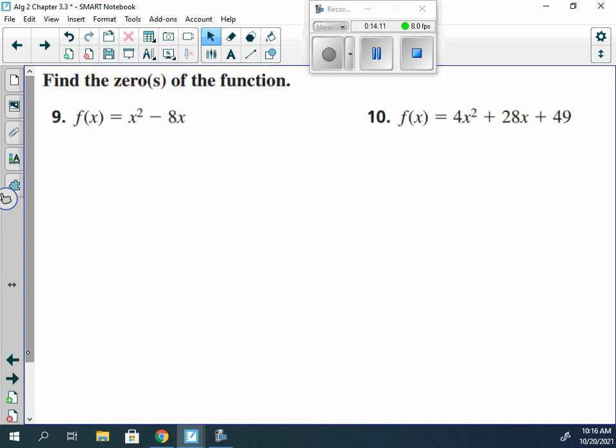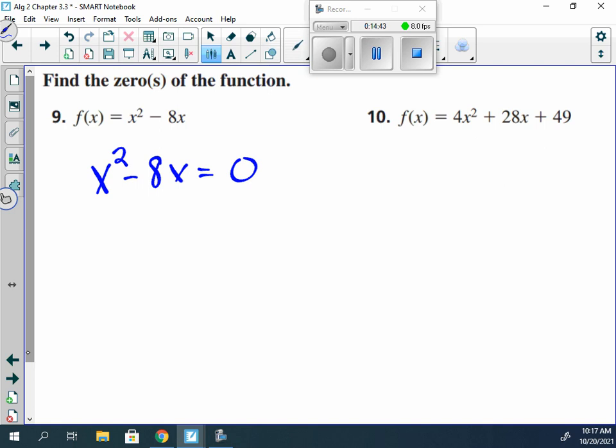Is number 9 here. Because finding the solutions or finding the roots or finding the zeros is doing the exact same thing. We're wanting to try to find what value of x will make the function equal 0. That's why we call it the zeros. Now looking at number 9, we're really wanting to find and figure out when x squared minus 8x is equal to 0. And we're going to do it by factoring.